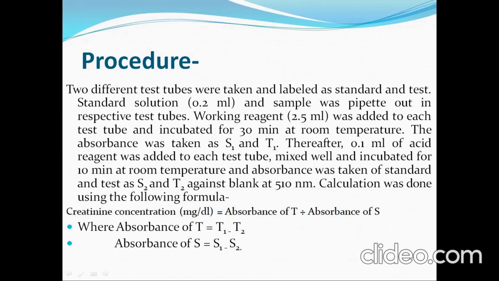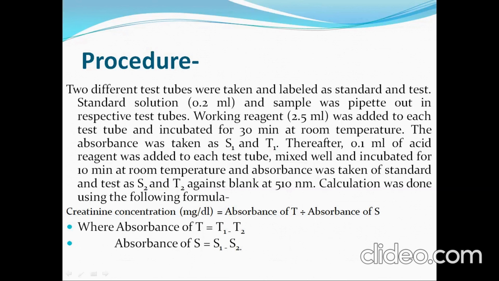That needs to be mixed well, incubated for 10 minutes at room temperature, and then the absorbance was taken for standard and test against the blank at 510 nanometers.